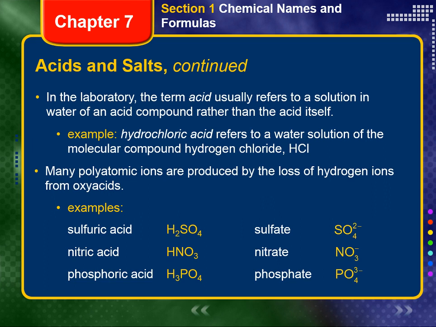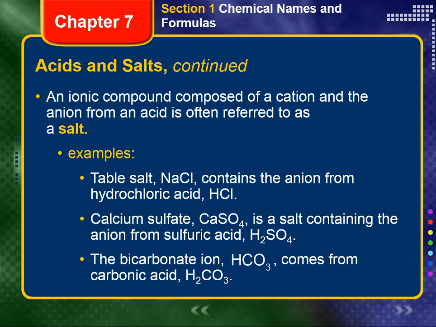Many polyatomic ions are produced by the loss of hydrogen ions from oxyacids. A few examples of the relationship between oxyacids and oxyanions are shown on the screen now. An ionic compound composed of a cation and an anion from an acid is often referred to as a salt. Table salt, NaCl, contains the anion from hydrochloric acid. Calcium sulfate, which is CaSO4, is a salt containing an anion from sulfuric acid.